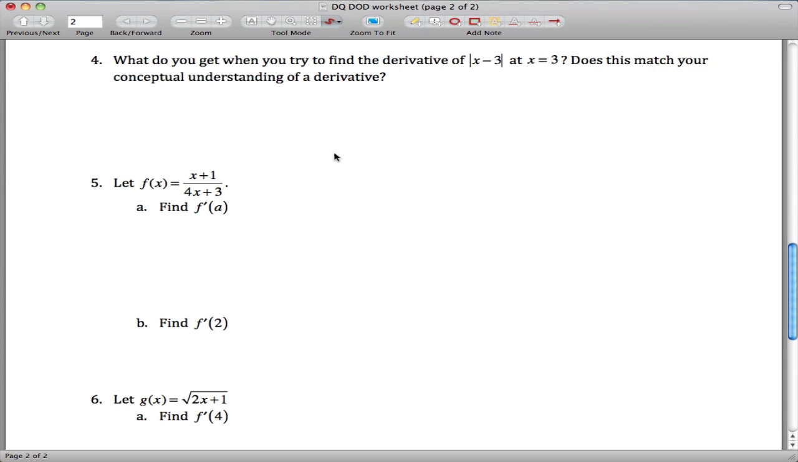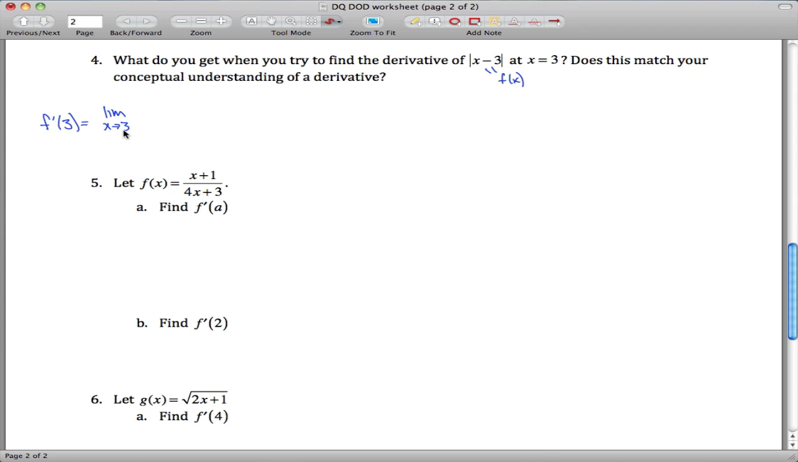All right, here's the second half of the worksheet. The first question in the second half: what do you get when you try to find the derivative of this guy? Let's give this guy a name and we'll call him f of x at x equals 3. It doesn't tell me how to do it, so I can do whatever I want. F prime of 3 is equal to, let's use the definition of the derivative.